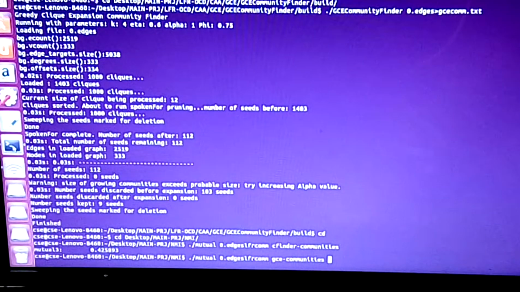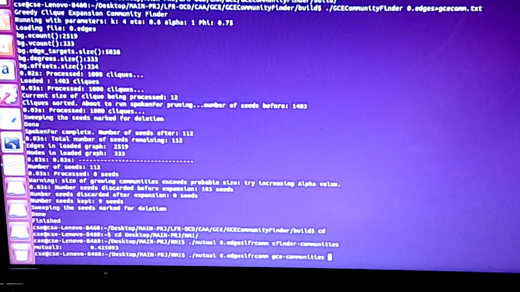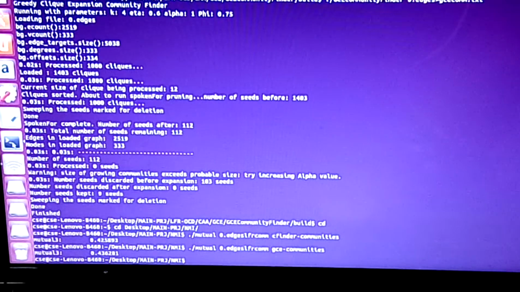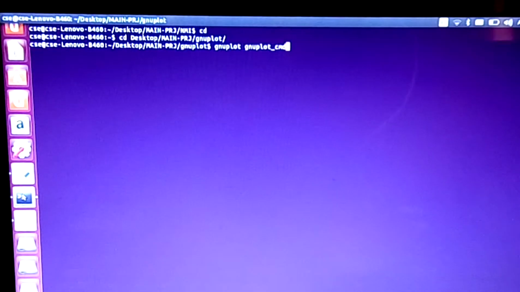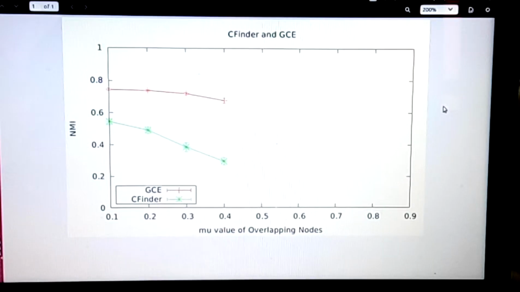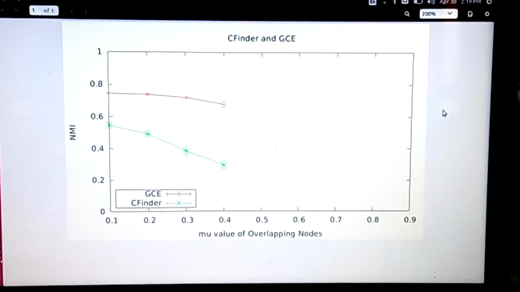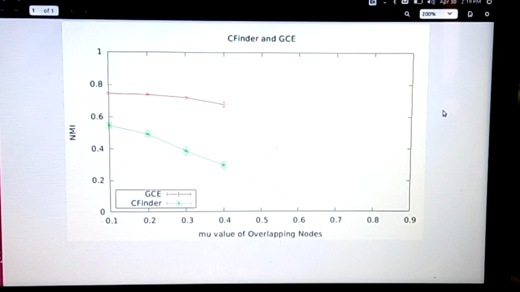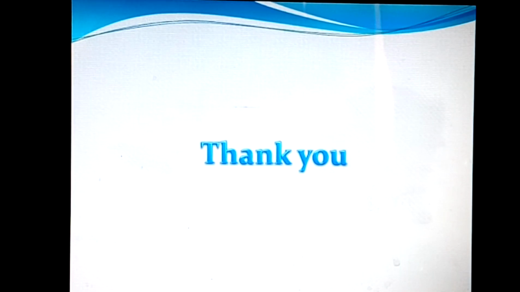Then we pass the set of communities formed by the LFR benchmark and the set of communities formed by the GCE, and the NMI value produced as a result is 0.43. Now we pass the NMI values we got from both the GCE algorithm and CFinder to gnuplot. As a result, a graph is produced. Gnuplot produces this graph, which shows that GCE is performing better than CFinder. Thank you.